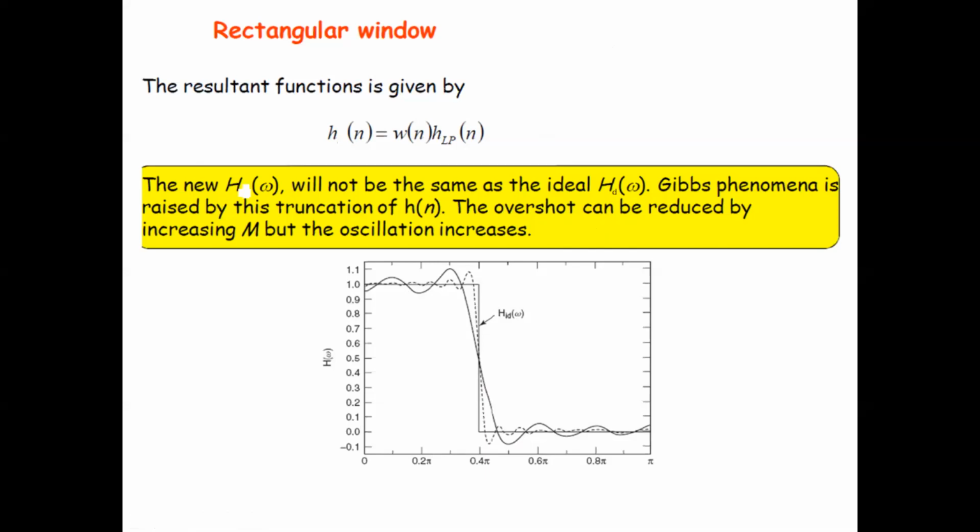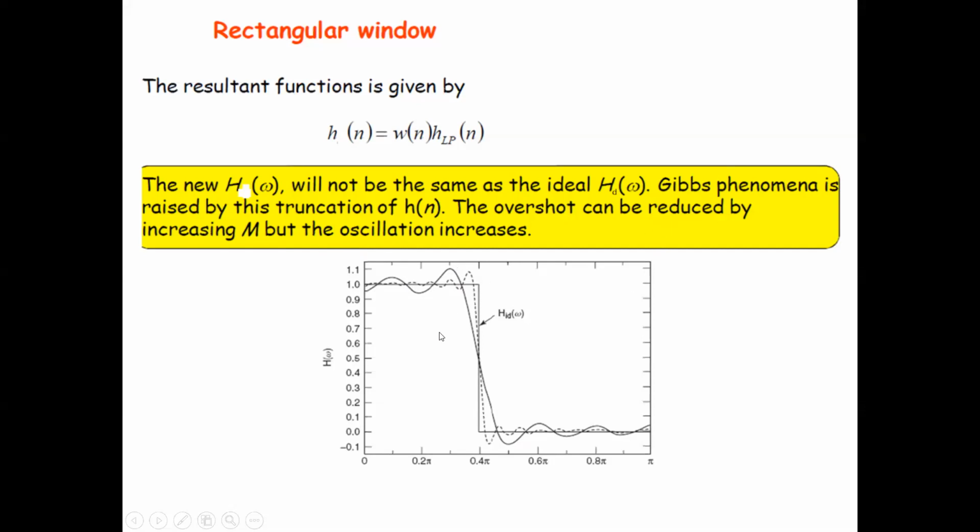Because of this abrupt fall, this overshoot takes place. The overshoot can be reduced by increasing m. If we increase the size of the window, the overshoot decreases, but the oscillation increases. If you look at the FIR filter, which is the bold line, there are many oscillations as compared to the previous almost ideal case. So there are oscillations and overshooting, and this is known as Gibbs phenomenon.